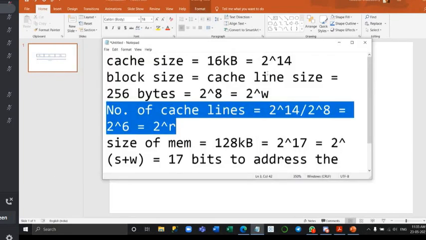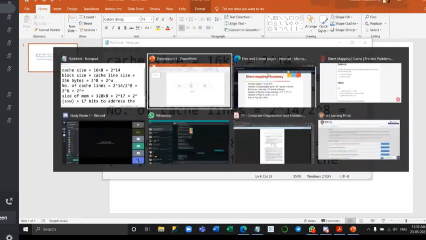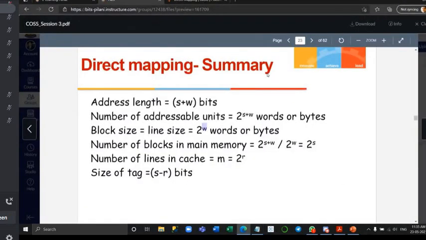Now here also we have the size of the main memory. The size of the main memory is 128 KB. So representing it as a power of 2, we get 2 to the power 17. 128 is 2 to the power 7, and KB is 10, right? 2 to the power 17. So from the property of direct mapping, we know that the number of addressable units of the main memory is essentially 2 raised to the power of S plus W.